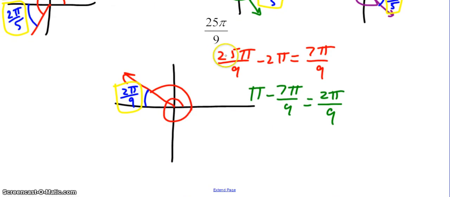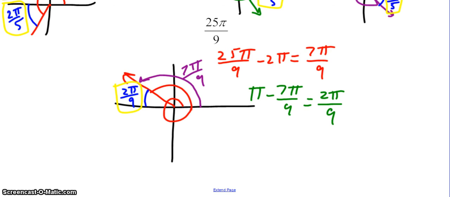The last one, 25 pi ninths. Well, 25 pi ninths is greater than 2 pi. It has a terminal side in the second quadrant. And if I find the coterminal angle of it, I can do 25 pi ninths minus 2 pi, which is 7 pi ninths. So then I know that I'm dealing with an angle here. It is 7 pi ninths. So the reference angle is going to be the angle left over to get me to pi, which is going to be 2 pi ninths. Or I can do pi minus 7 pi ninths, which is 2 pi ninths. So those are the reference angles.